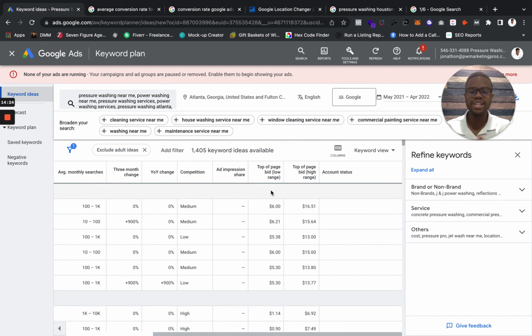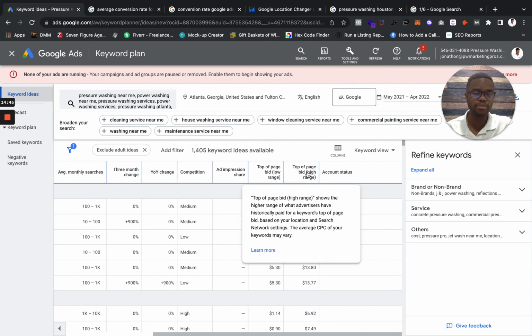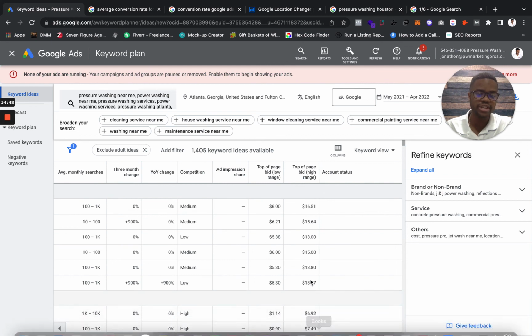So that is the exact process that we go through when it comes to determining how much a client or a prospect should spend. So if you guys ever hit me up and you talk to me on the phone, this is the exact process that I go over when it comes to looking at how much you need to bid, how much you need to spend. I look at the top of page bid range, get the average of it, right? Multiply that by 5, and that tells me how much I need to spend on a monthly basis. You know what I mean?